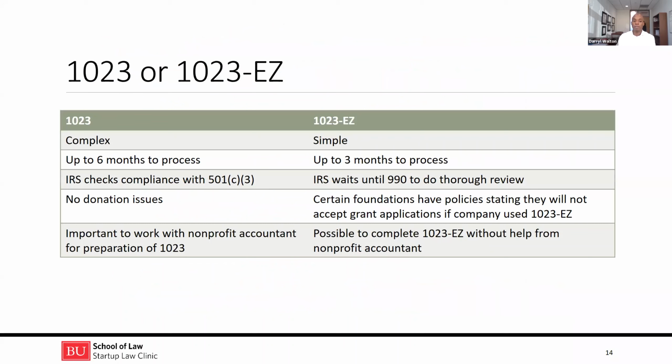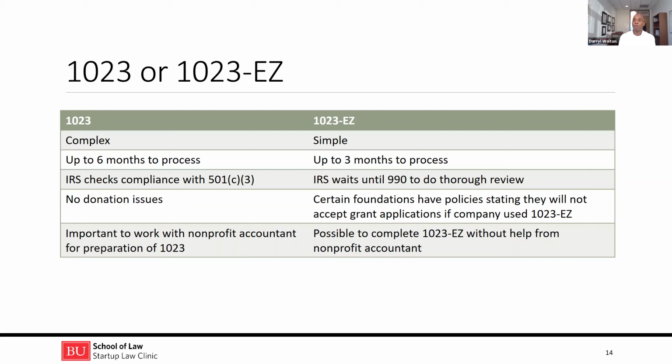So again, highlighting some of the differences. The Form 1023, the long form, is complex, whereas the short form is simple. The long form will take longer. We have up to 6 months here, but due to some limitations in the IRS regarding staffing, it's taking even longer than that to process. So with the short form you have a quicker turnaround. You have more compliance up front with the long form, versus the IRS checking compliance later on through your filing of your annual information tax return.